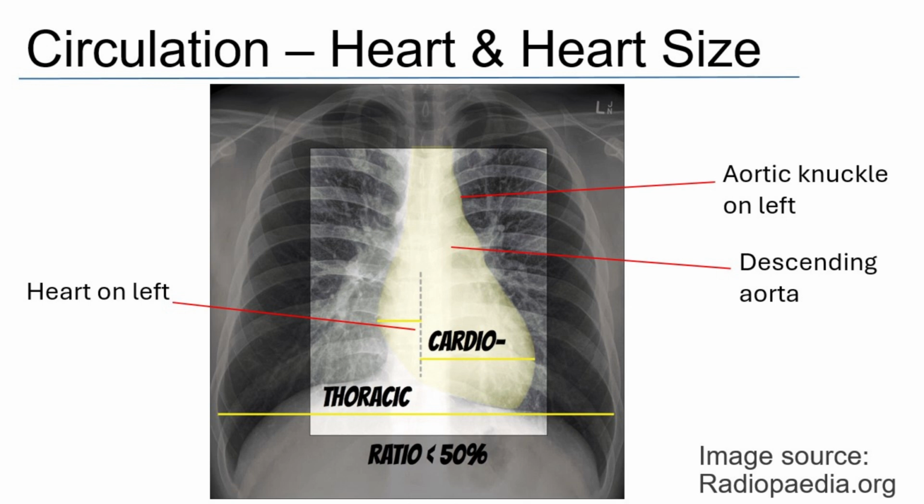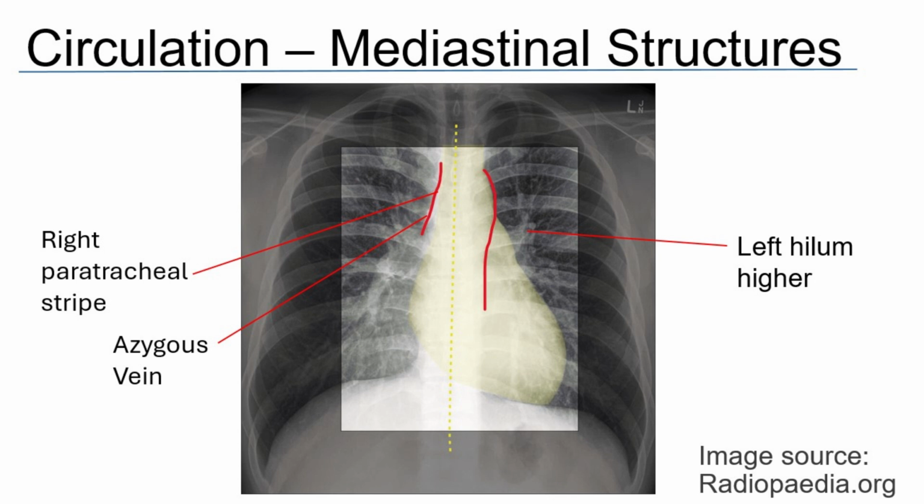Looking at the other mediastinal structures, is the left hilum higher than the right hilum? If it isn't, this could indicate there is a pathology. And are the right paratracheal stripe and the azygous vein the right appearance? Do they look enlarged? Let's take a look at some abnormal examples.